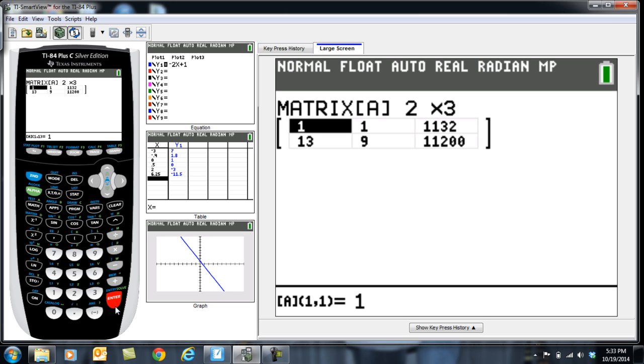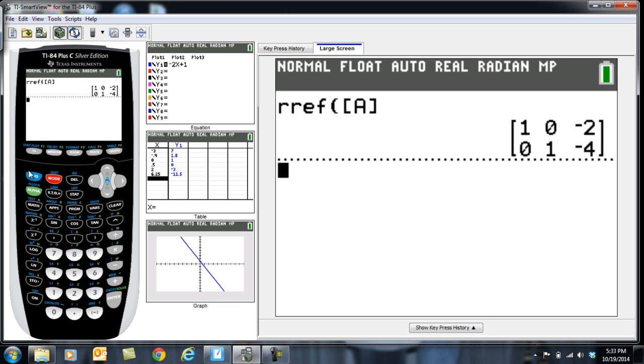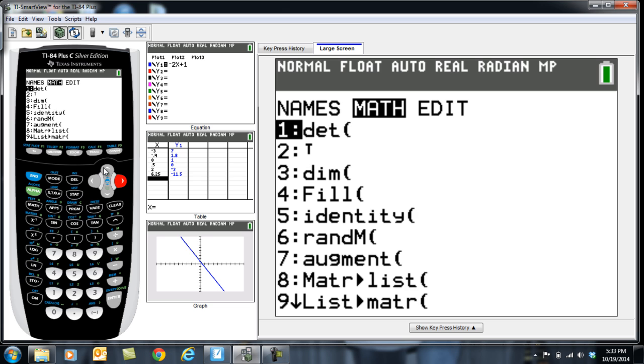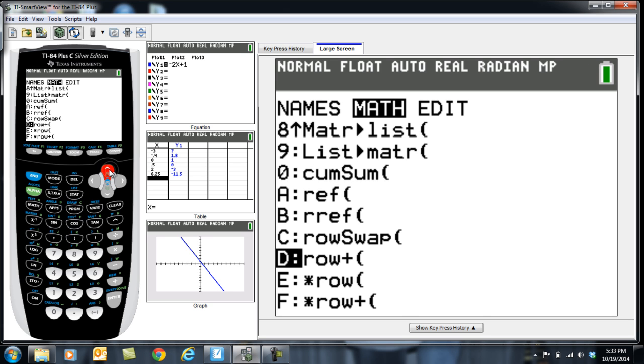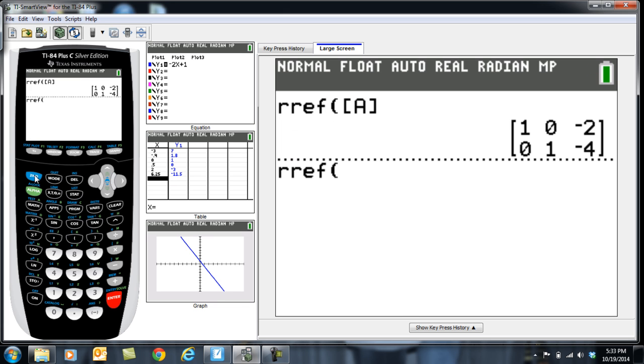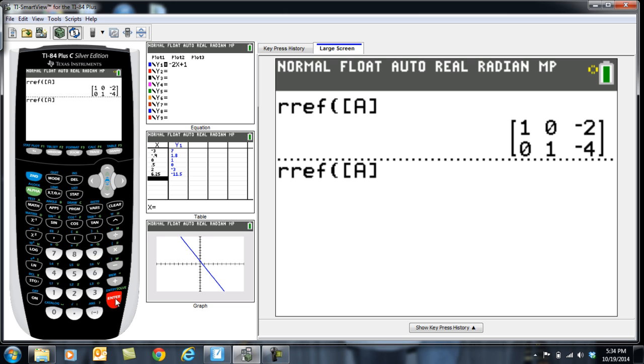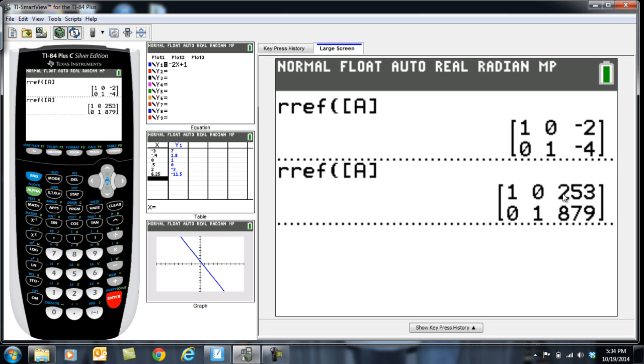So there's my matrix. So I'm going to have to quit out of here so I can solve. So do second quit. And then I go back to second x to the negative 1. And I want to do math. And I want option B, the double REF. And then I do second x to the negative 1 again, and I choose A, and I hit enter, and it will tell me that the top row is 253, the bottom is 879.